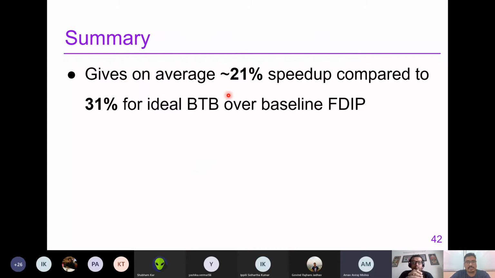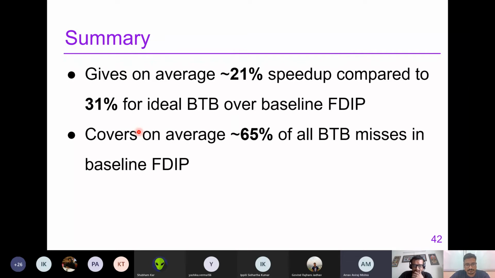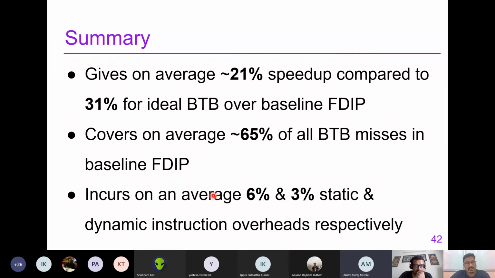And in summary, on average, it is giving 21% speedup compared to 31% of ideal BTB. So it is coming very close to the ideal BTB performance. It covers 65% of all BTB misses in baseline FDIP. And it incurs 6% and 3% static and dynamic instruction overheads.